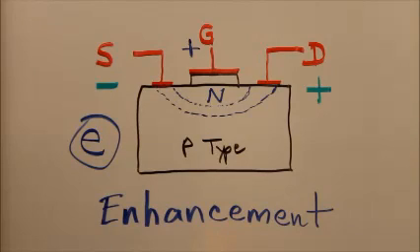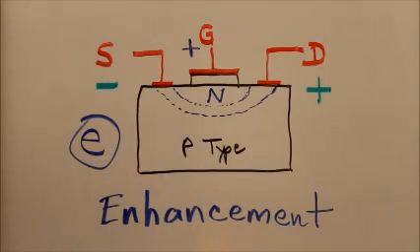Contrariwise, in a depletion mode device, it already has a channel, and when you apply the bias of the correct polarity, you actually make the channel smaller. That's why they call it depletion mode. It produces a depletion region.